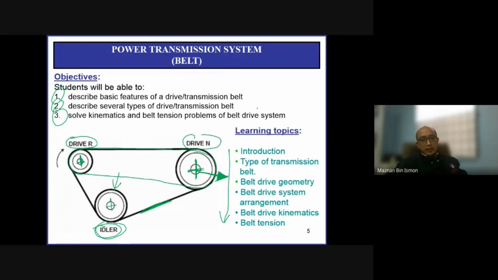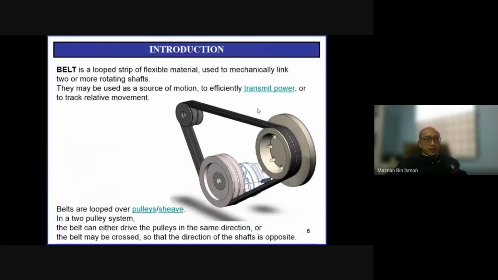Okay, then this is the explanation of what a belt actually is. The idea of the belt is that it is a flexible material, a loop, that mechanically links two or more rotating shafts. So you will see, if you look at this one, this is a pulley with two grooves.